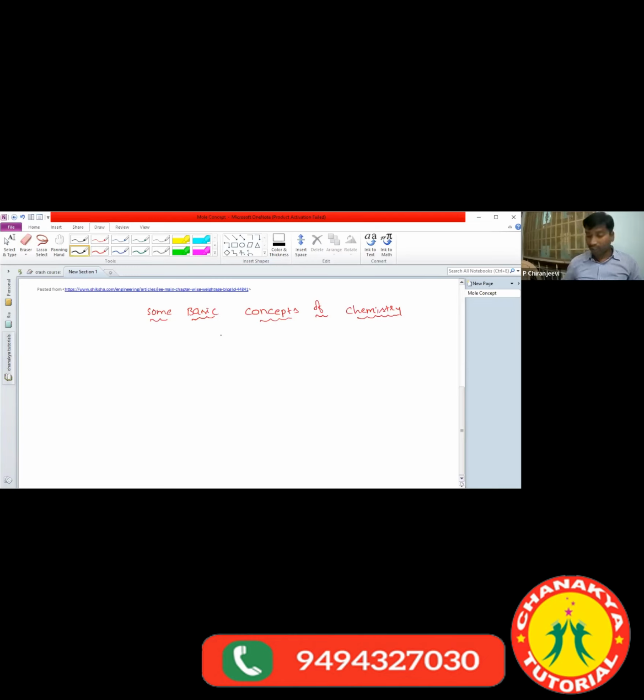Okay, now let's see. First, we'll discuss some introduction part here. So what is the introduction here? In the introduction part, what is meant by John Dalton's atomic theory? Anyone of you can tell me what is meant by John Dalton's atomic theory?